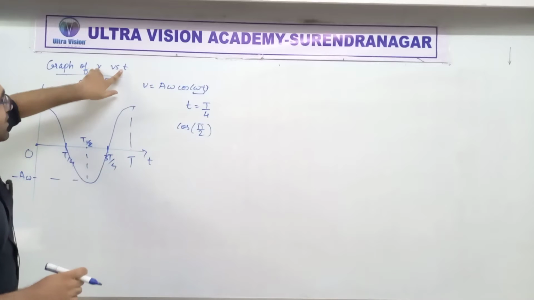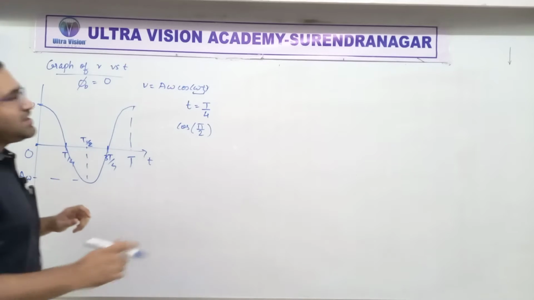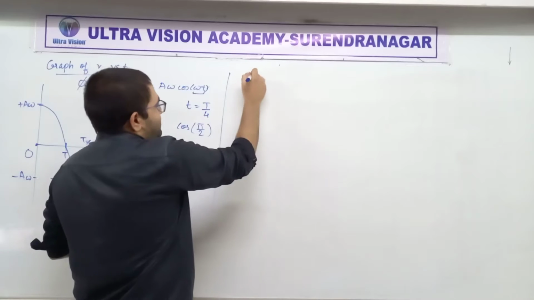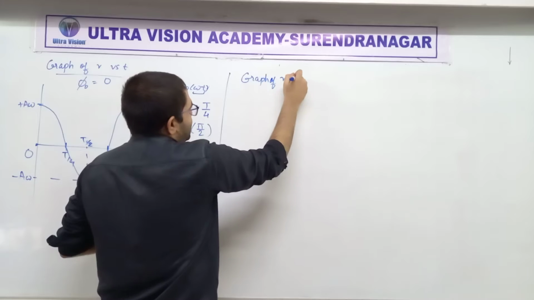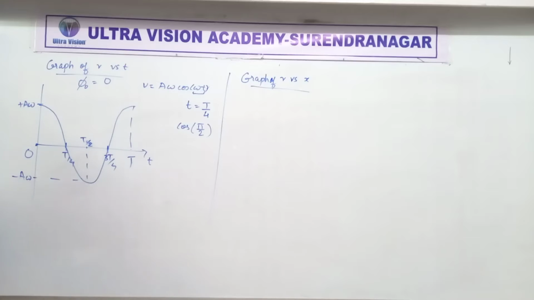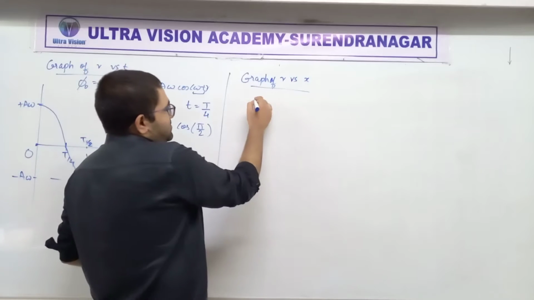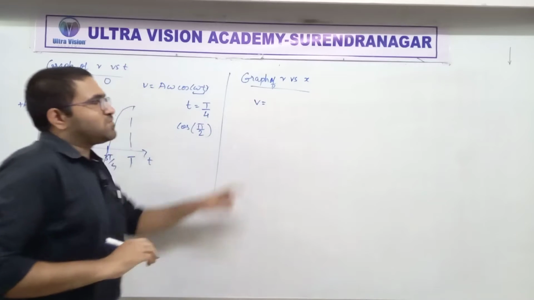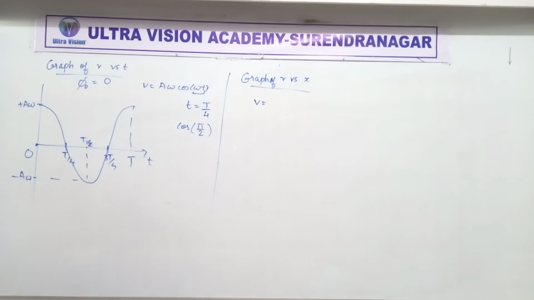Now you see, this was the graph of v versus t. Let's draw a graph of v versus x, that is, velocity with position. So first of all, to draw a graph, we should write the equation. What's the equation between v and x? Do you remember, everyone?